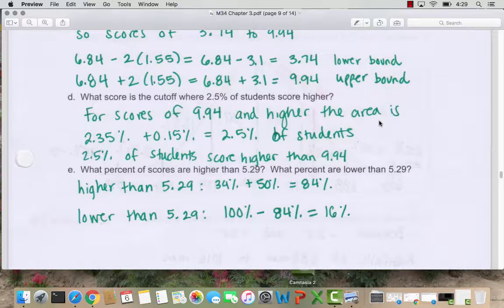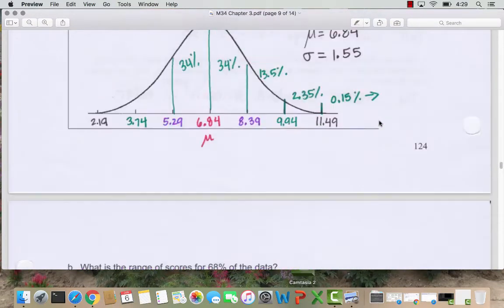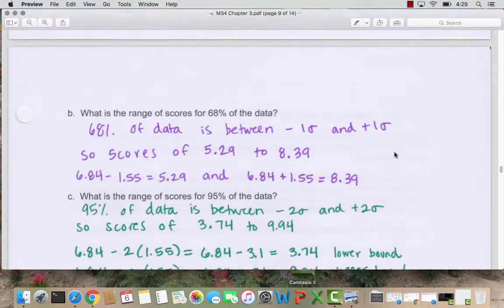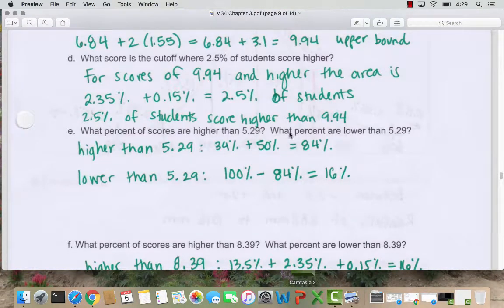Similarly, if we want to know what percent of scores are higher than 5.29, we can come back to our chart over here and add up the areas more than 5.29. So I broke it down. We've got 34%, 34%, 13.5%, 2.35%, and 0.15%. And we can tally those up and see 84% of students score higher than 5.29. And then if we want to know what percent are lower, we can use the complement. So we know 100% minus 84% is 16% lower than that.